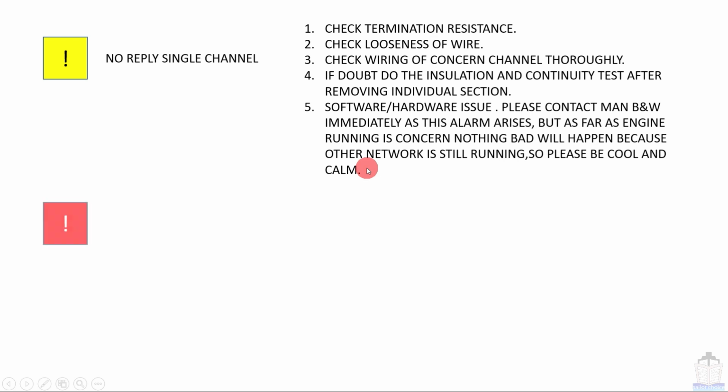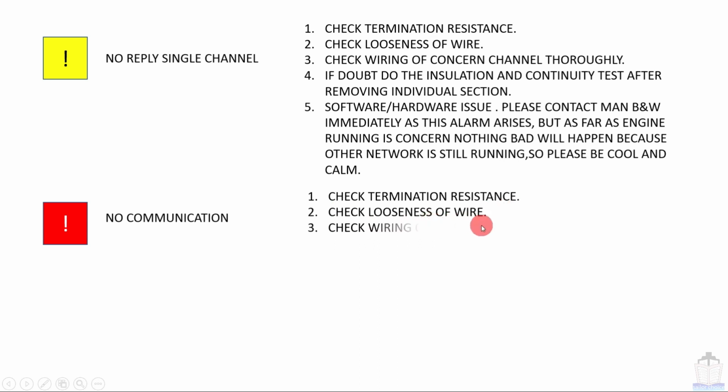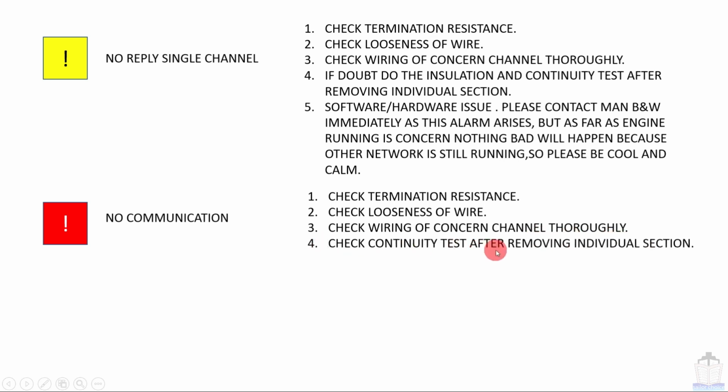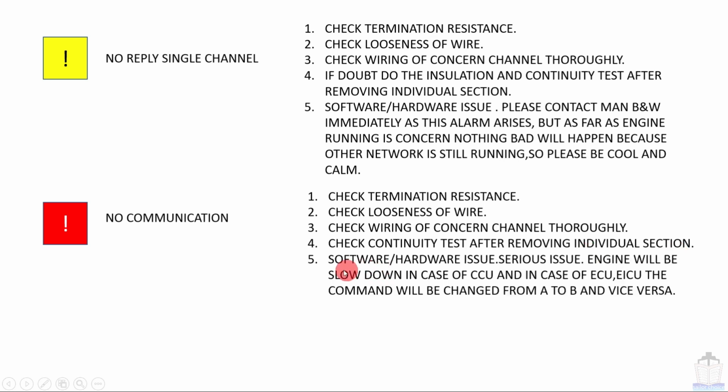Okay, now we are going to see the next alarm, that is no communication. In that case, check termination resistance, check looseness of wire, check wiring of the concerned channel thoroughly, and check continuity after removing individual sections. Fifth, software and hardware issues, serious issues. The engine will be slowed down in case of CCU, and in case of ECU and EICU, the command will be changed from A to B and vice versa. So if this alarm appears, you should be very cautious and take immediate action.